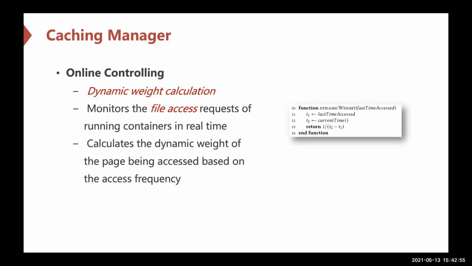In the stage of online controlling, Cache Manager calculates the dynamic weight for cached pages it monitors. It monitors the file access requests of running containers in real time and calculates the dynamic weight of the page being accessed based on the access frequency.